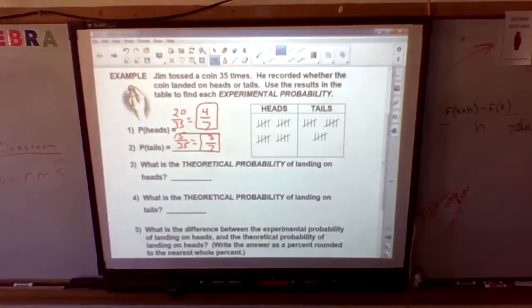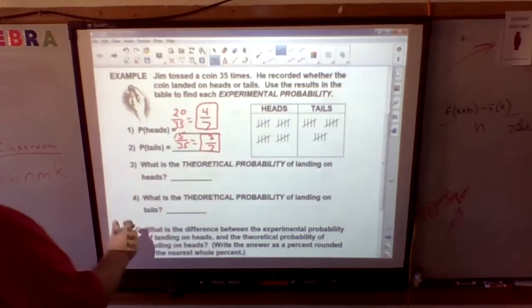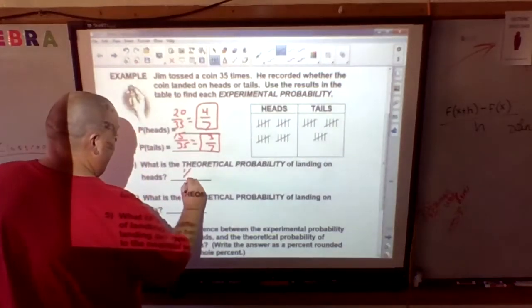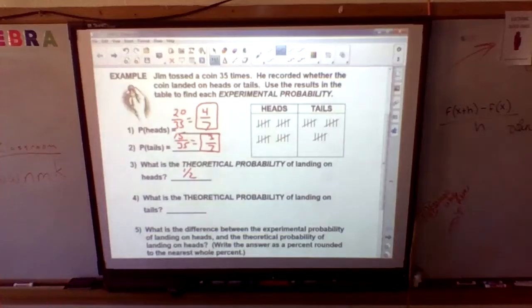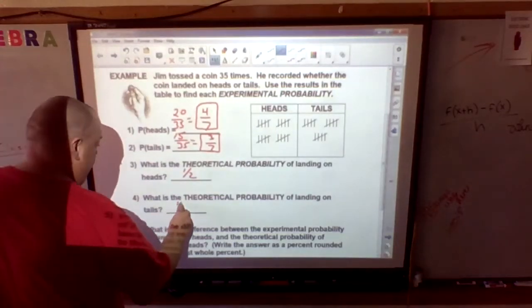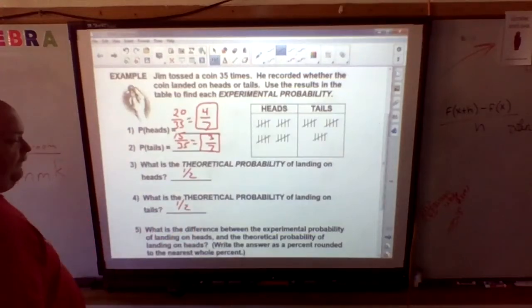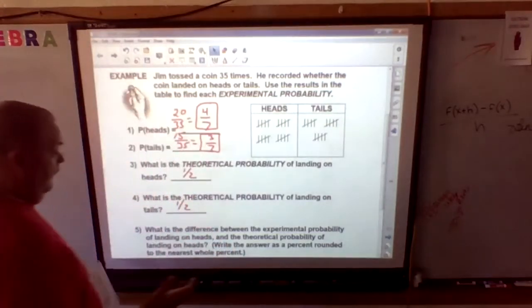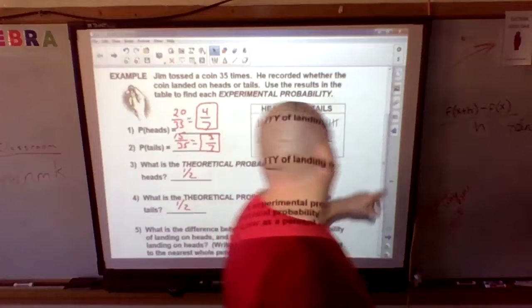What is the theoretical probability of landing on heads? Well, in theory, when you flip a coin, the probability should be 1/2. The theoretical probability of landing on tails, once again, should be 1/2. In theory, that should be what happens.